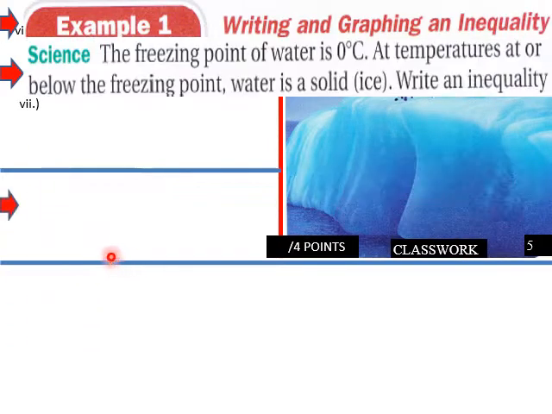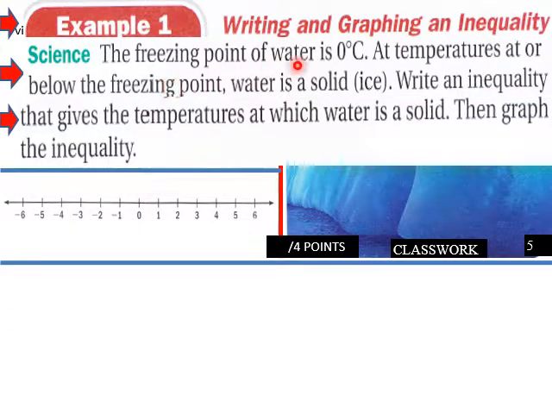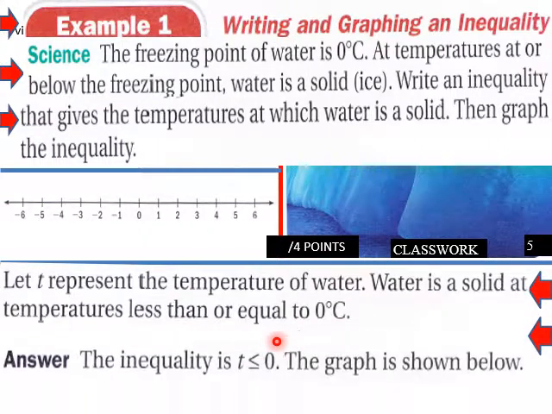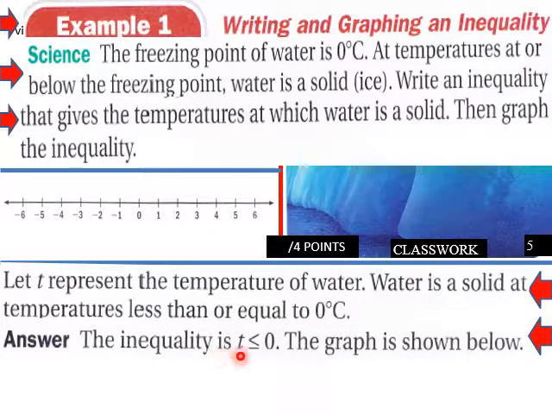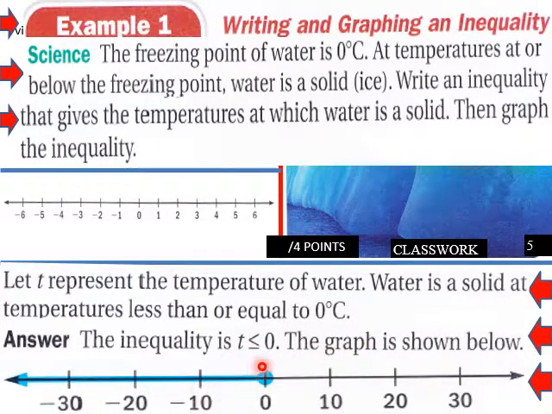And we go into example 1, writing and graphing an inequality. The freezing point of water is 0 degrees Celsius. At temperatures at or below the freezing point, water is solid. Write an inequality that gives temperatures at which water is a solid, then graph the inequality. The answer is t is less than or equal to 0. The graph is shown right here. This would be your graph of this inequality, so it'll be all your values to the left of the origin.